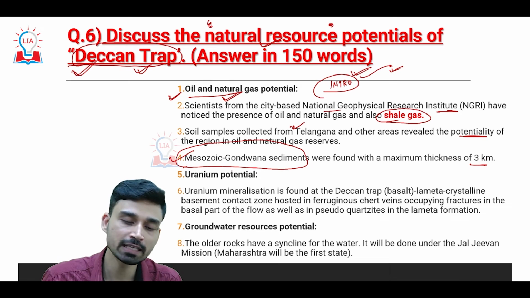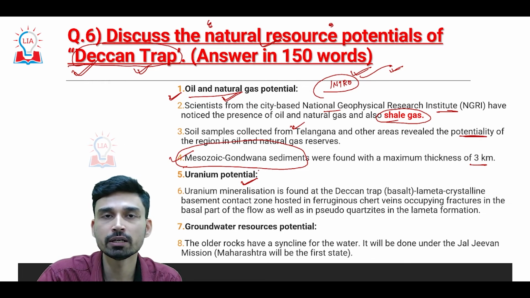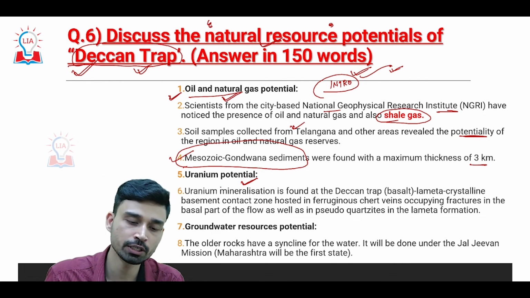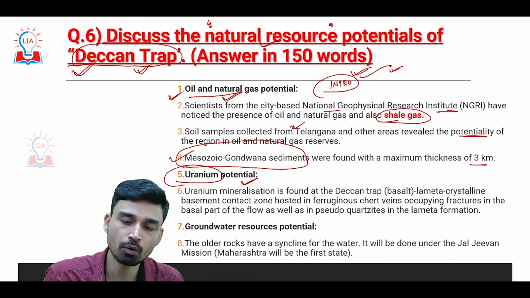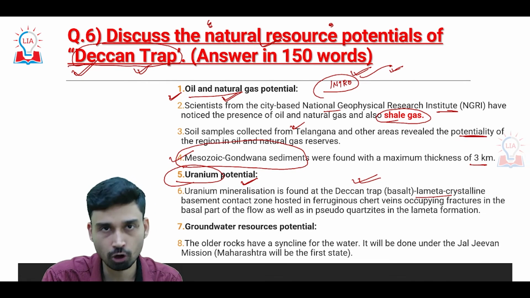Not only oil and gas, we also have huge potential for uranium, because India is trying to increase its nuclear energy generation. So uranium is also very, very important. It also has been found in the Deccan Tract in the Lameta crystalline basement contact zone.